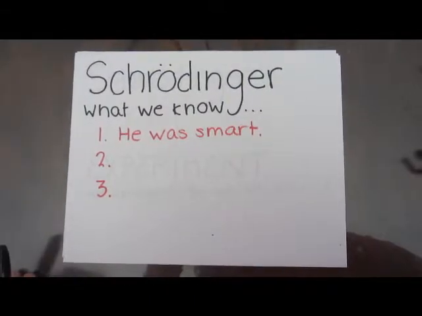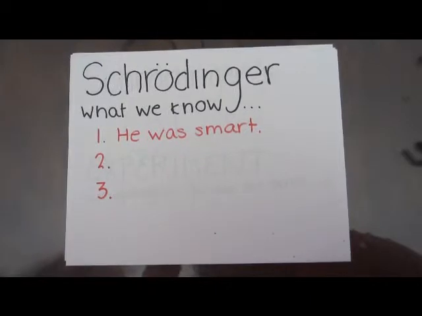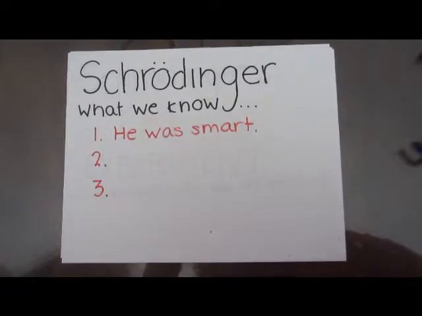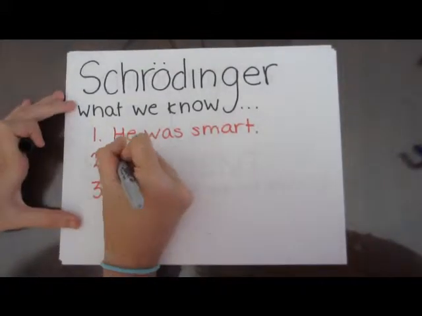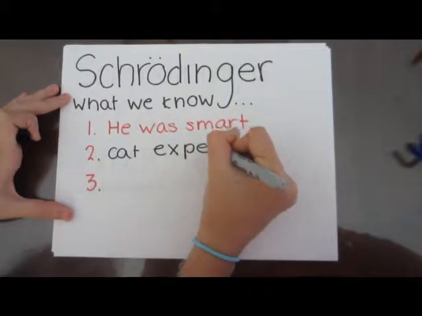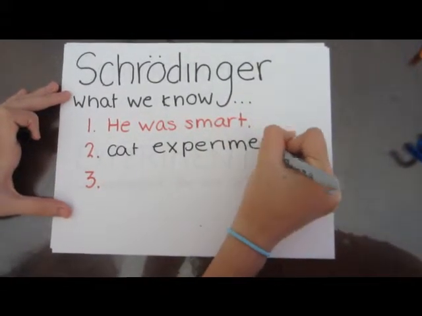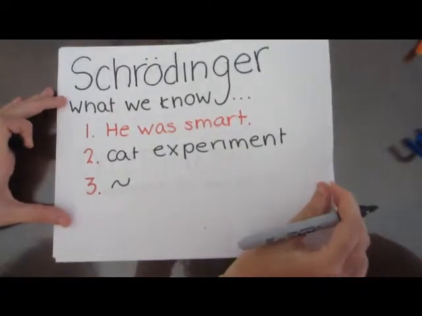So first off, the name Schrödinger brings a few things to mind. What do we know exactly? Well, first off, we know that he was smart. We also know that he performed a cat experiment. Other than that, for the most part, we don't know much. But we will shortly.